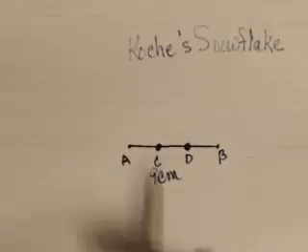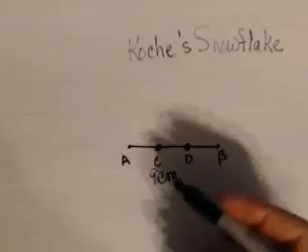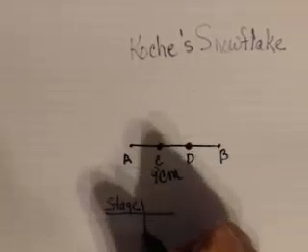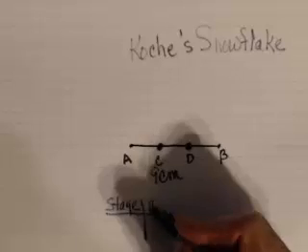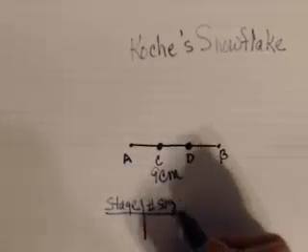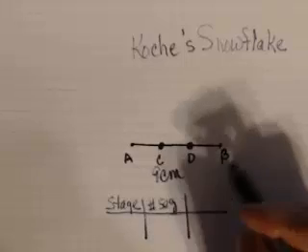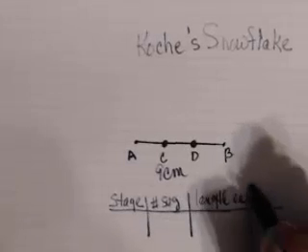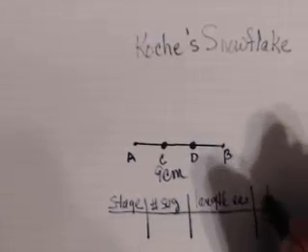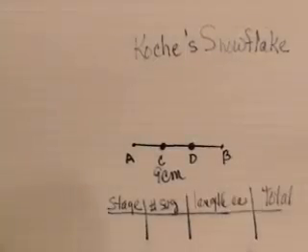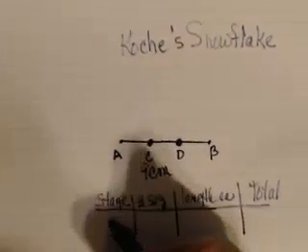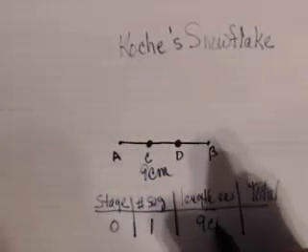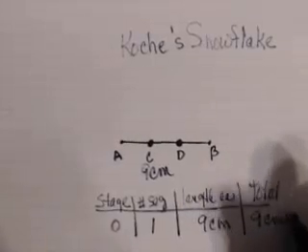So now when I make my table, I'm going to have the stage. I'm going to have the number of segments. I'm going to have the length of each segment. And then I'm going to have the total length. So at stage 0, there is one segment that is 9 centimeters long, and of course that's the total.